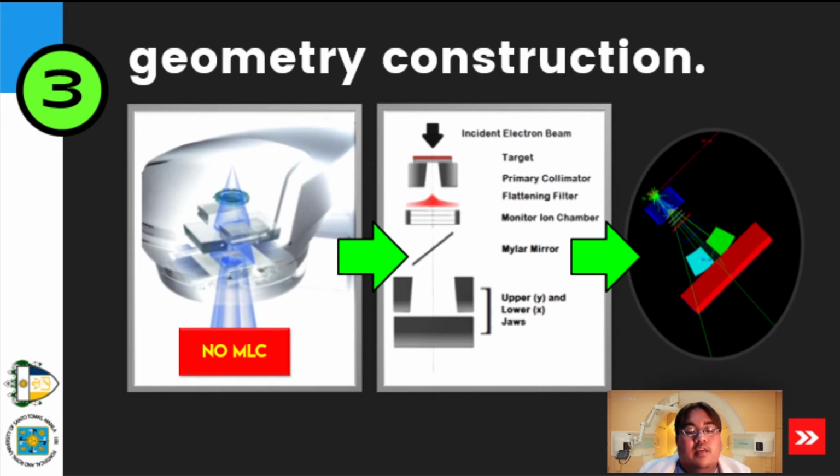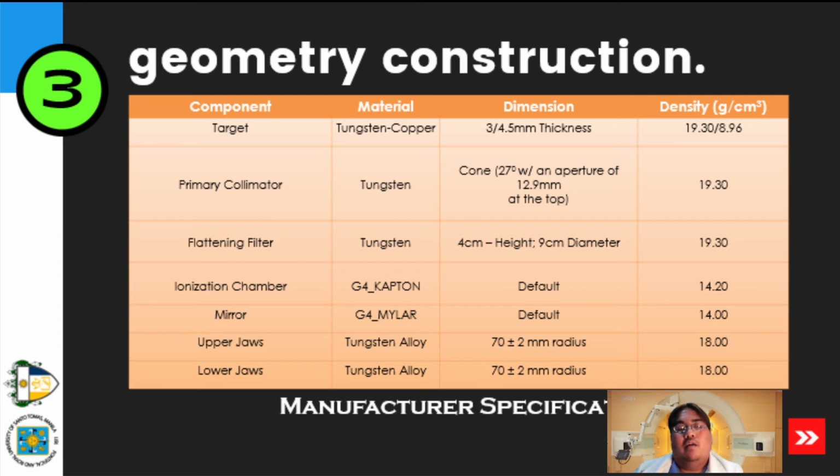Right, so here is an example of a 3D visualization of the previously mentioned components of the linac gantry head. We actually based our geometry construction on the manufacturer specification of a 6 MV Elekta Compact linear accelerator machine.